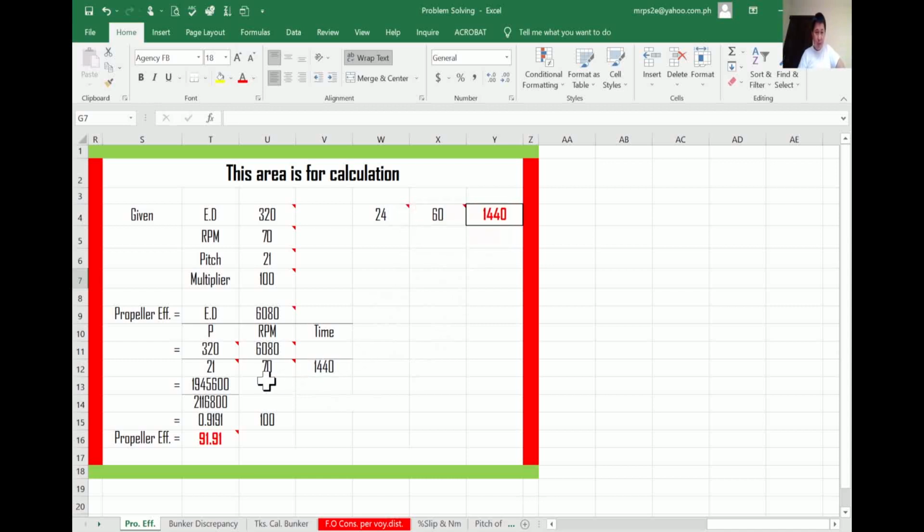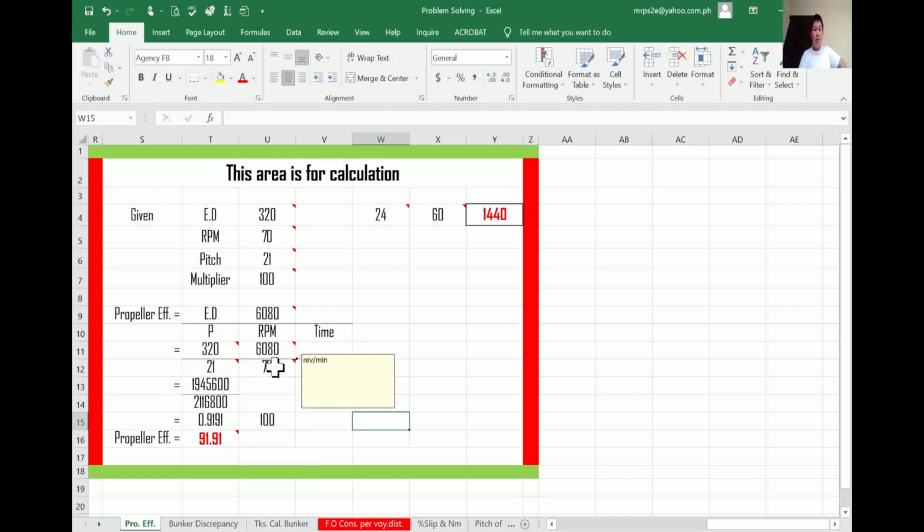So why is this done? As you can see here, 320 miles per day. So one day you have to multiply it into 24 hours, and then here you have the 70 revolution per minute. So you have to cancel the unit minutes here in the 60 and here in the 70 RPM. And you have to cancel here the 24 hours unit. So there is the unit here. You also have to cancel the unit here in 6080 feet and 21 feet. So there is no unit remaining.